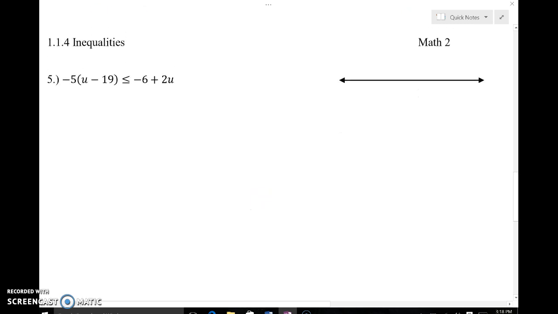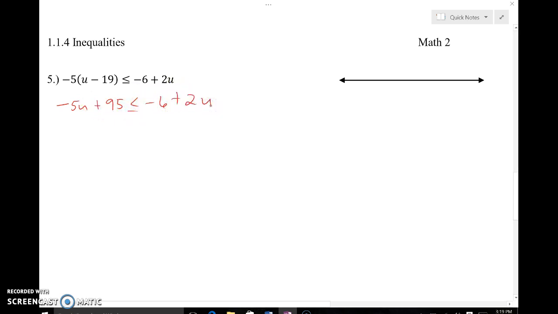Okay, got to be very cautious about distributing the negative 5 here, but I don't have to worry about changing the sign just yet because I'm not affecting both sides of the inequality. Negative 5 times u is negative 5u. Negative 5 times negative 19. A lot of you might need to pick up the calculator, not doing that mentally, but that's going to be 95 is less than or equal to negative 6 plus 2u.